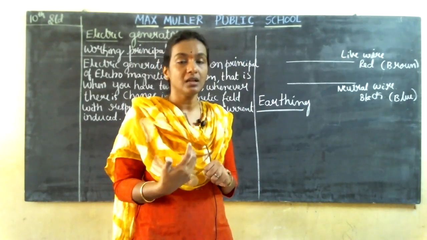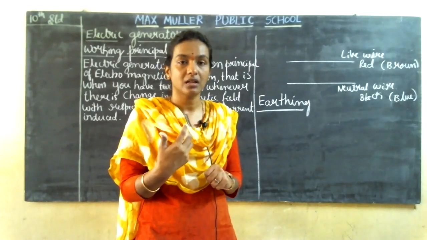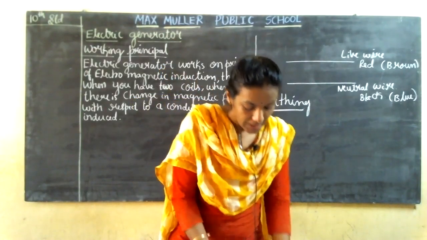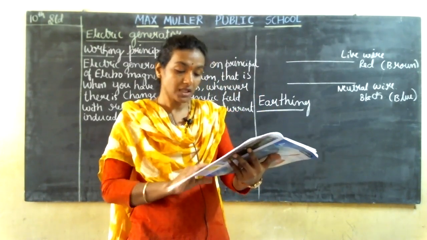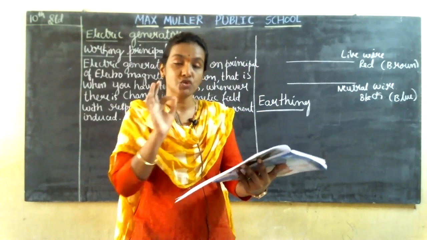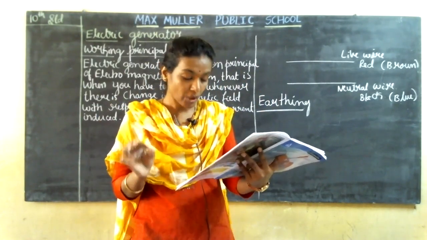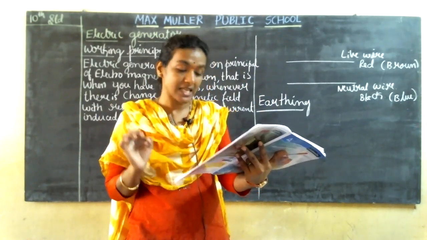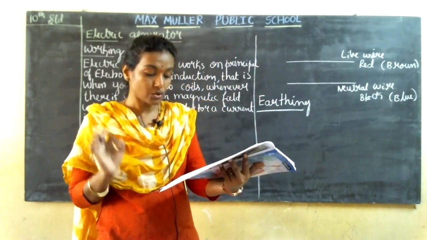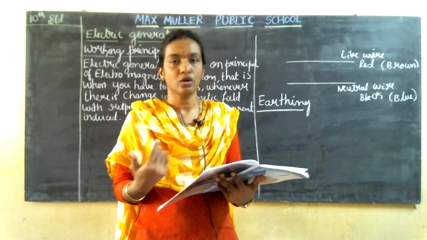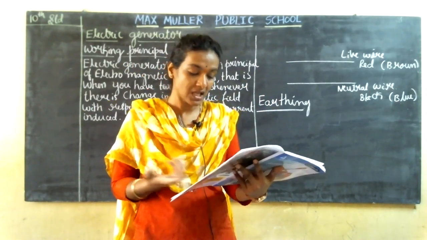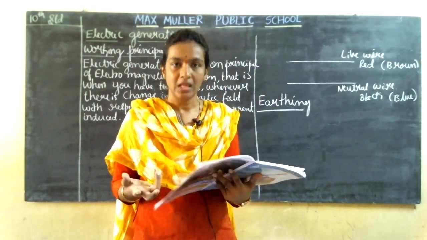So what is that called? What do you call that? That is overloading, right? Through one point you are taking so much current. That is excessive flow of current due to overuse of appliances. Excessive current you are taking. That is common sense, we all know that. That is overloading. Clear?